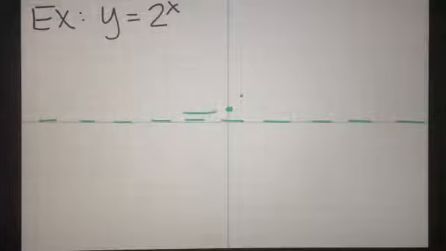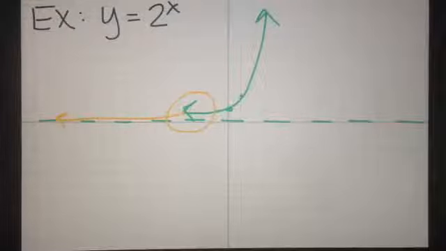And so here is what the parent graph for y equals 2 to the x looks like. And exponential graphs are going to have that general shape. They're going to grow really quickly. This end of the arrow right here is getting really, really close to this asymptote. So as you go, it's going to get closer and closer, but never cross it.